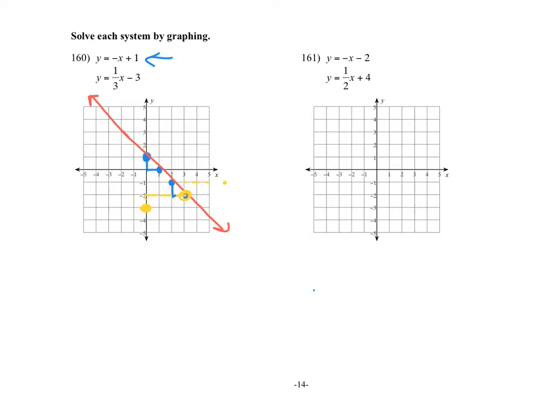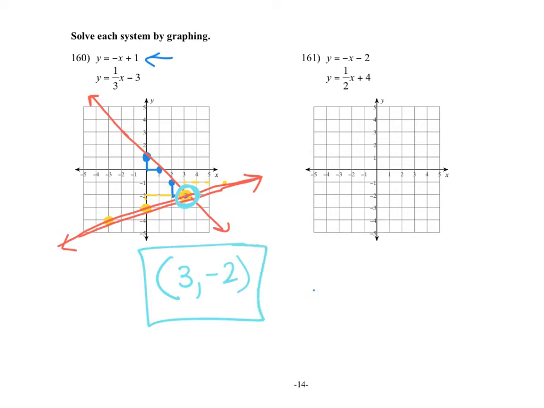So, oops, I did not graph that correctly. Down 1 and over 3. Okay, now I can graph it. That's a bad line. But this point right here, the point where it crosses is your solution. So essentially that is 3, negative 2. And this would be your solution.